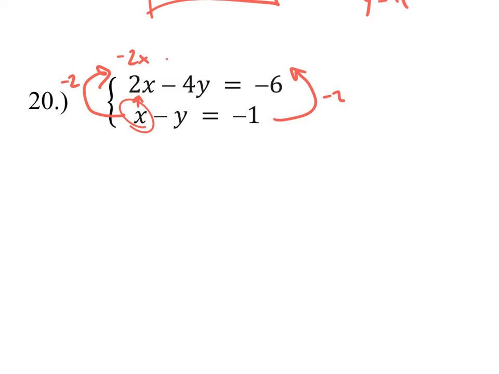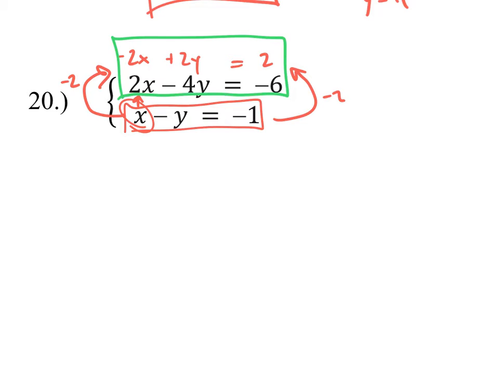So we'll get a negative 2x plus a 2y is equal to a positive 2, because I took that entire bottom equation and multiplied all of it by a negative 2 to keep it balanced. And then when I box those two, when I go to add them up, the x's are going to cancel out. And we'll get a negative 2y is equal to a negative 4, getting us that y is equal to a positive 2.